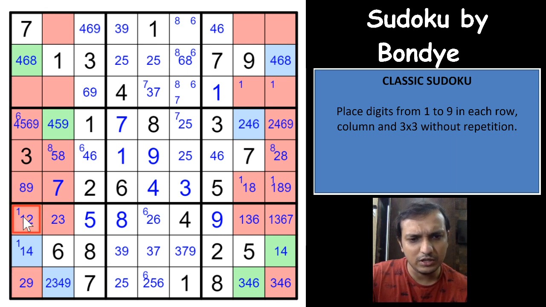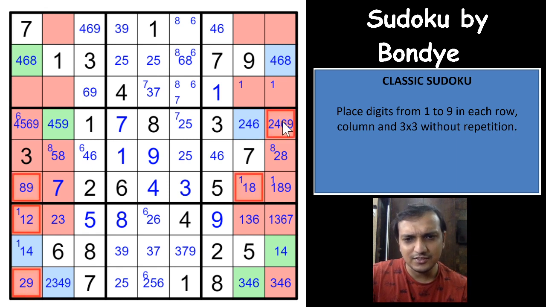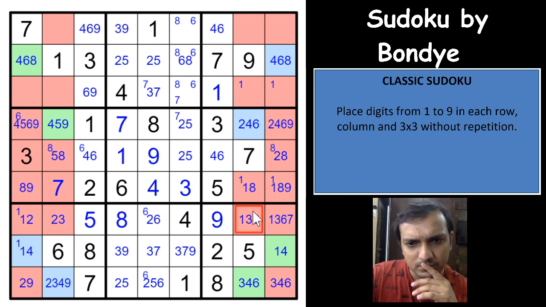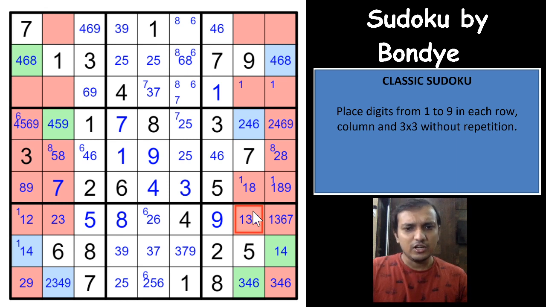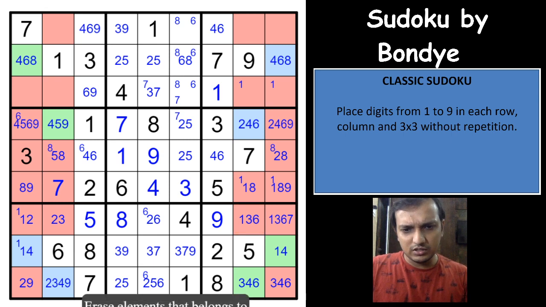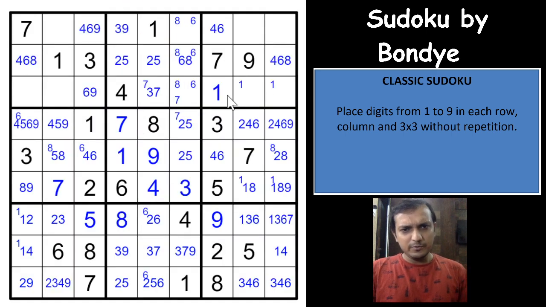Okay, I see a 1 2 here, 2 9 here, 8 9 here, and 1 8 here. Excellent. I see something, and that is really correct, I think. Okay, that's excellent. So this is an XY. Okay, I'll just remove all of this here, and I can see that you have an XY wing.